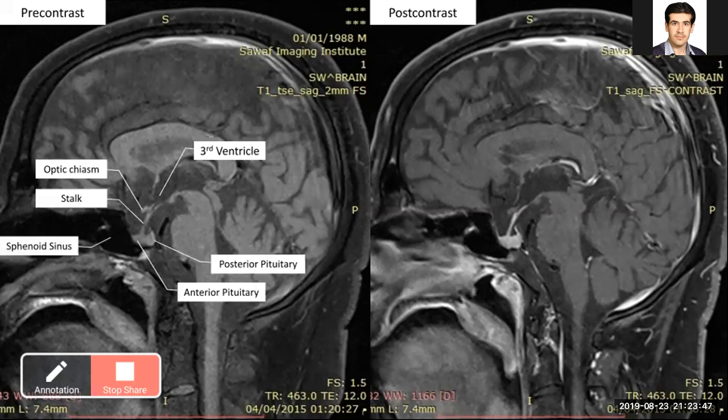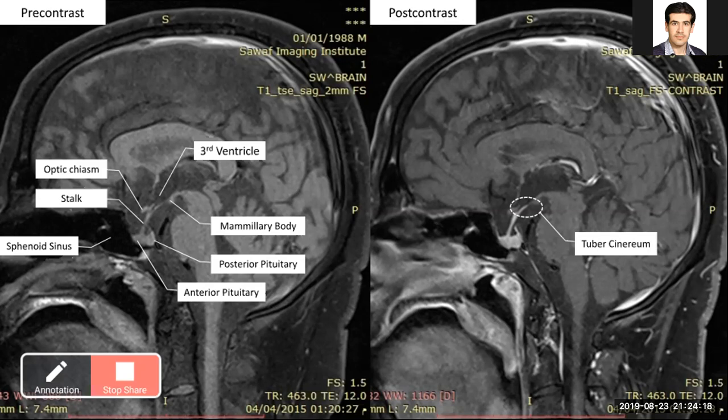Here we can see the sphenoid sinus, which is the entrance of the transsphenoid surgery. And this is the mammillary body. This structure is important because the area between the mammillary body and the pituitary stalk is called the tuber cinereum, and it is a common site for the most common CNS tumor causing central precocious puberty, which is the hamartoma. The hamartoma site is here in this tuber cinereum.